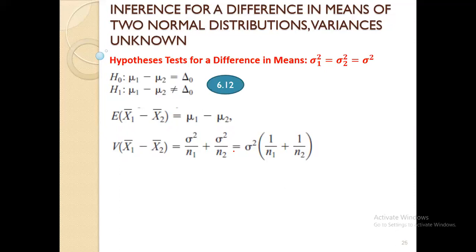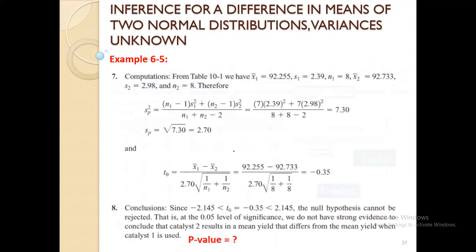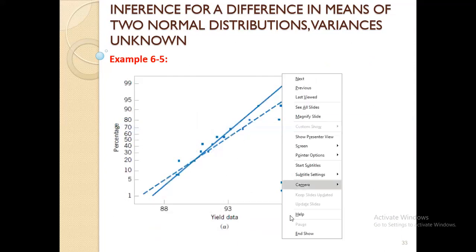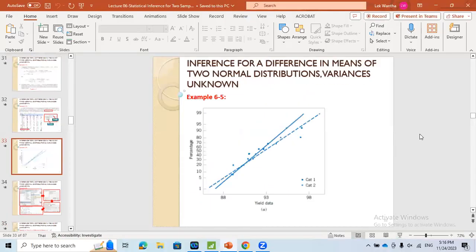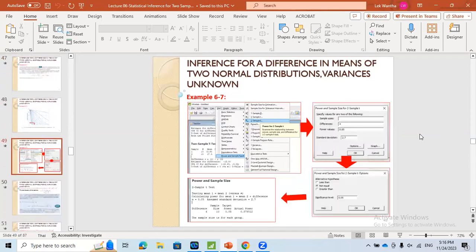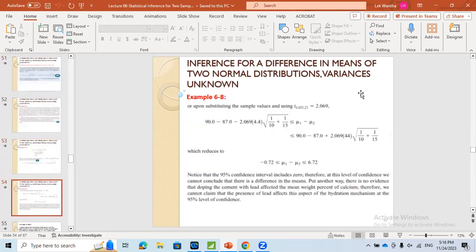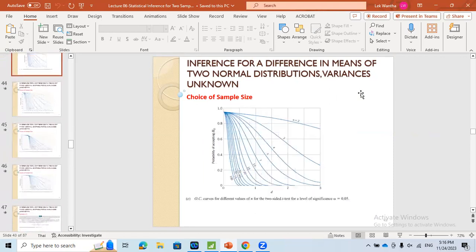Okay, for the next case, unknown variance. For unknown variance we have two cases: sigma 1 equal to sigma 2, and the second case, sigma 1 not equal to sigma 2. We have two cases, equal and not equal.